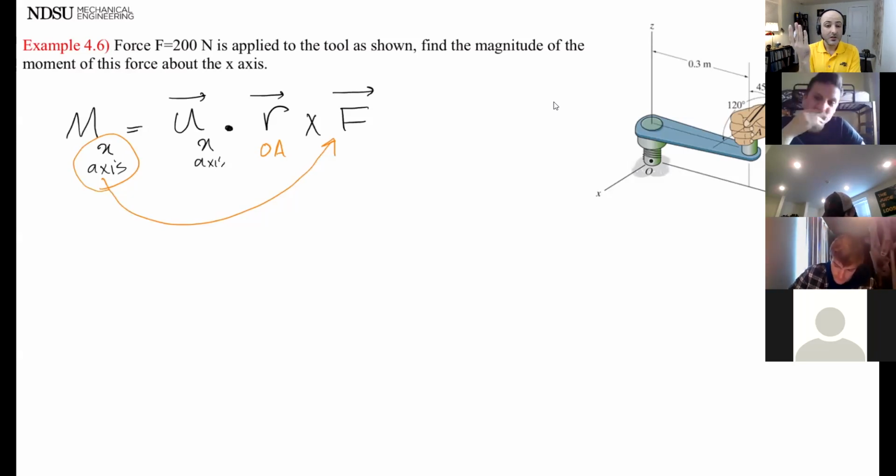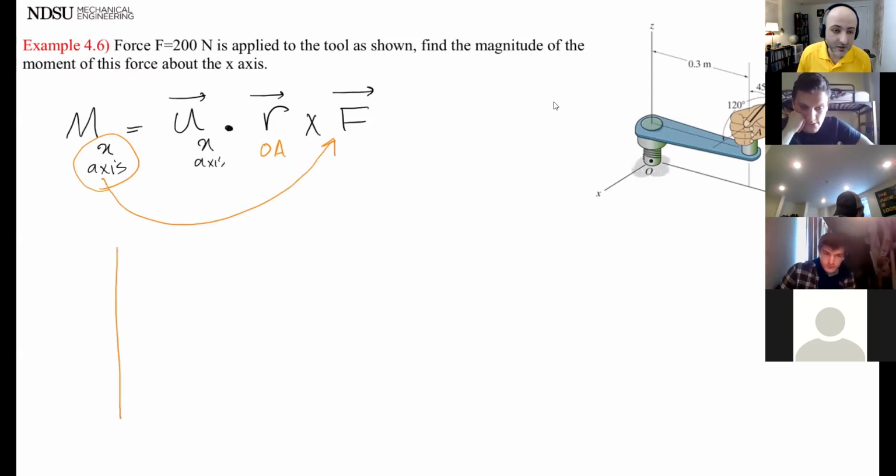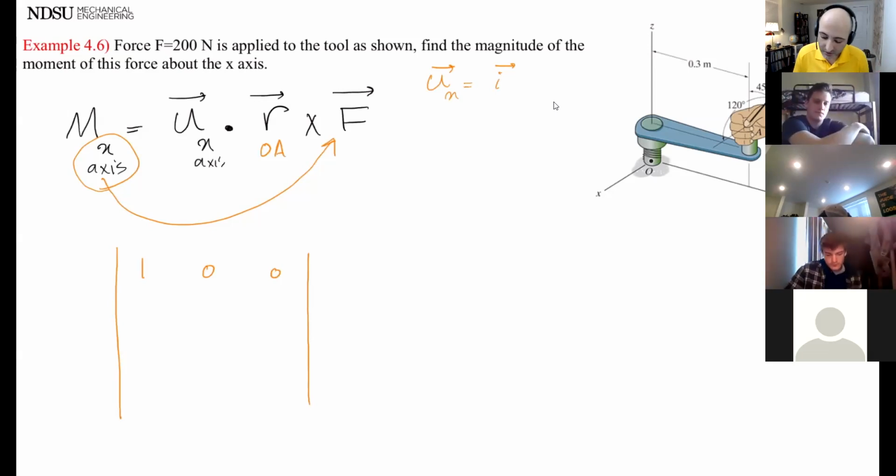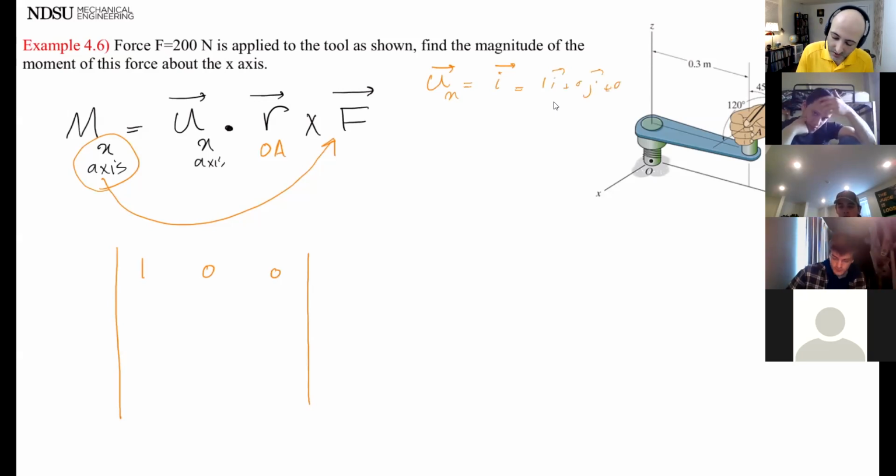So you have to find a couple of things. Unit vector of x-axis is easy. What goes on the top row? 1, and then divided by 1. 1 divided by 1, just 1, 0, 0. Does everyone agree with that? Unit vector of x-axis is actually what we define as I, the Cartesian unit vector. Or if you want to be more accurate, it's 1I plus 0j plus 0k.